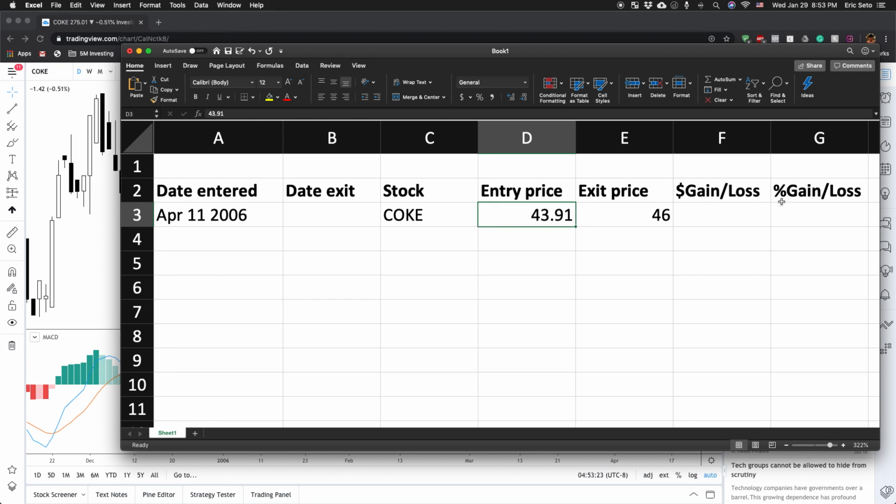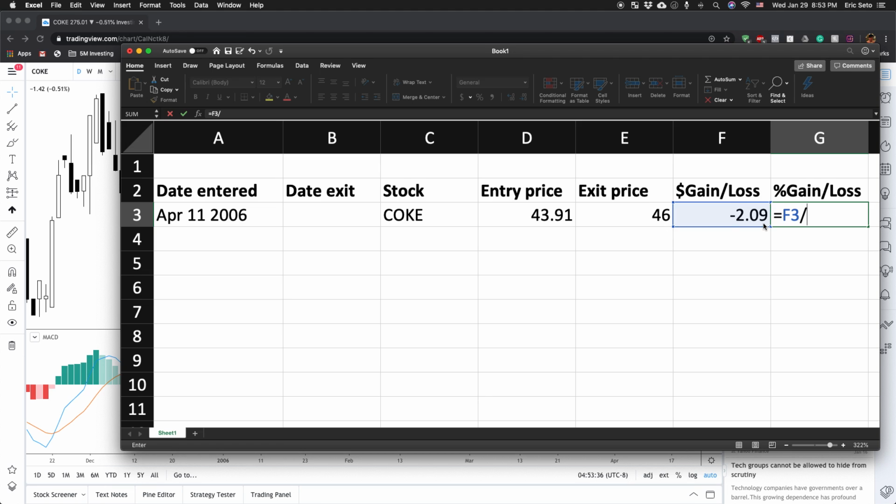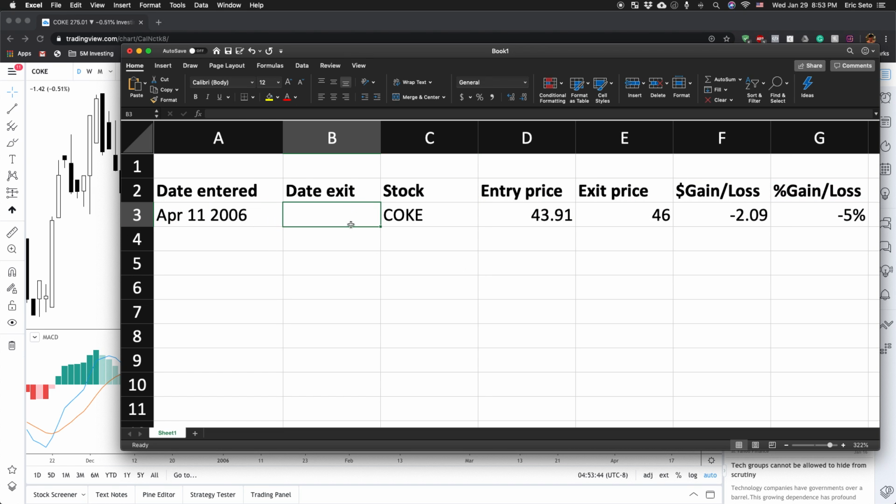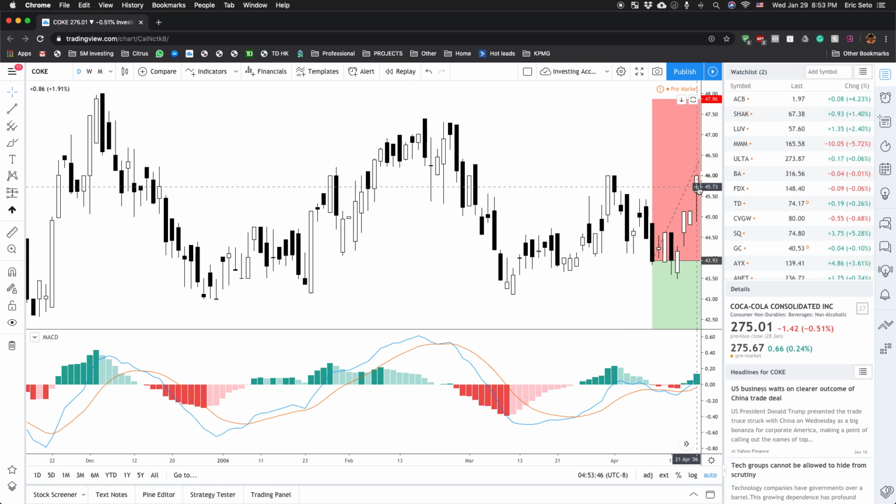So this is a short position, so my gain and loss in terms of dollars is going to be negative. That means I lost 4%. So this is what you want to keep track of. And then my date of exit is here, which is April 21.